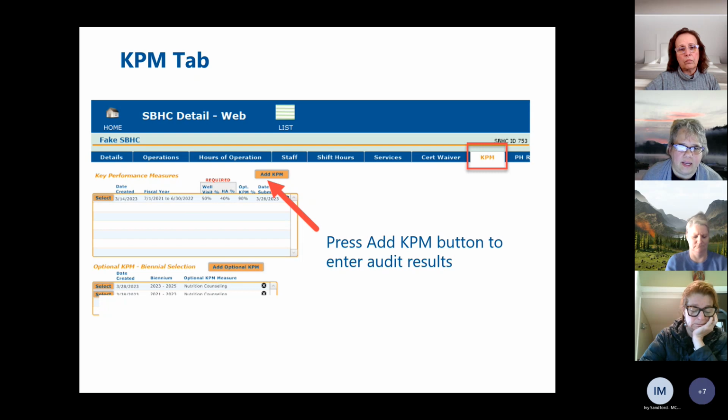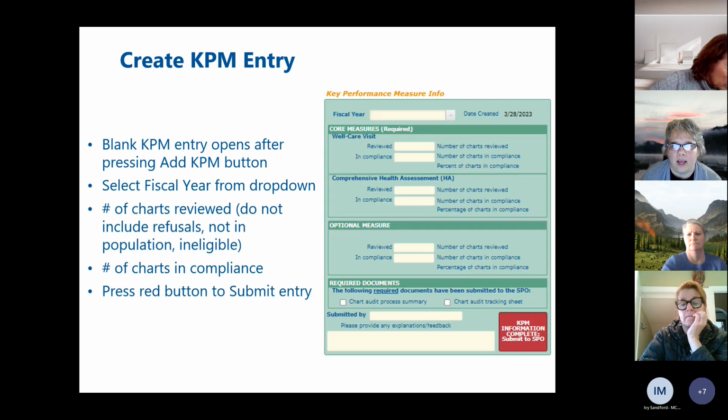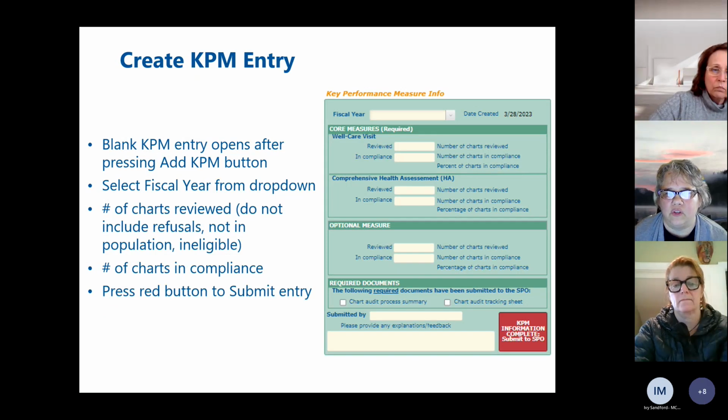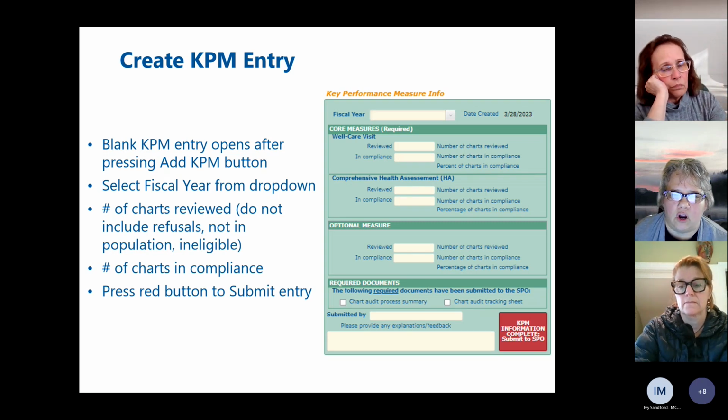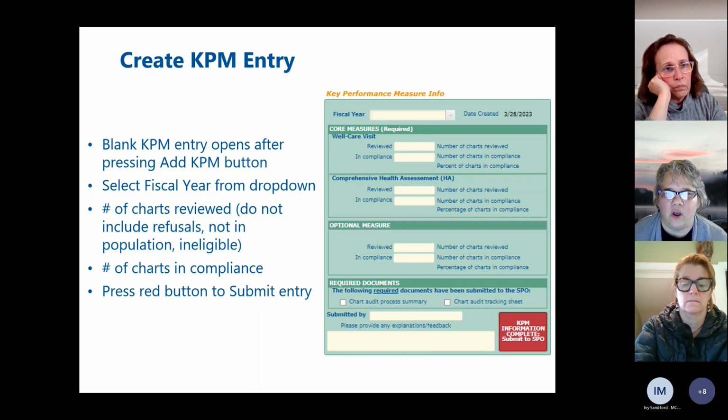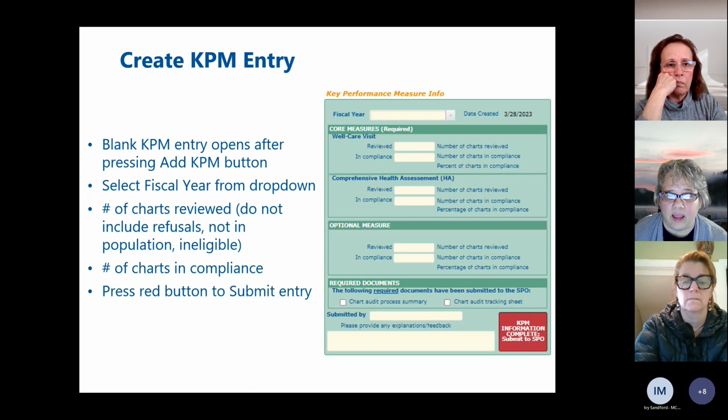You will press that Add KPM button, and this will pop up where you're going to select the fiscal year, so it'll be 2022-23, the number of charts that you reviewed, and the number that were in compliance. So for the number of charts that are reviewed, you're not going to include charts where the client refuses, if they weren't in the population, or if they were just ineligible for the chart audit.